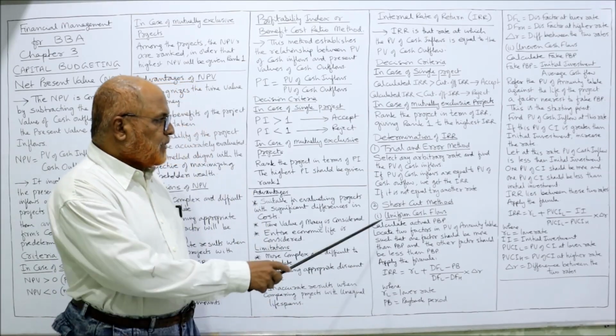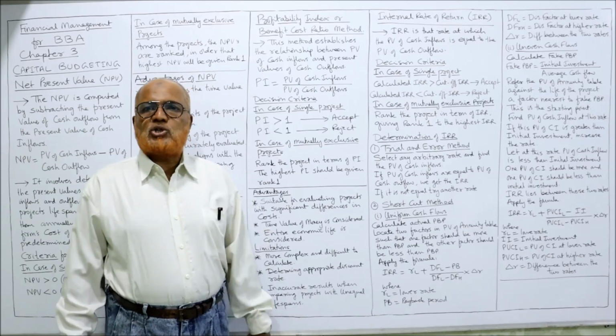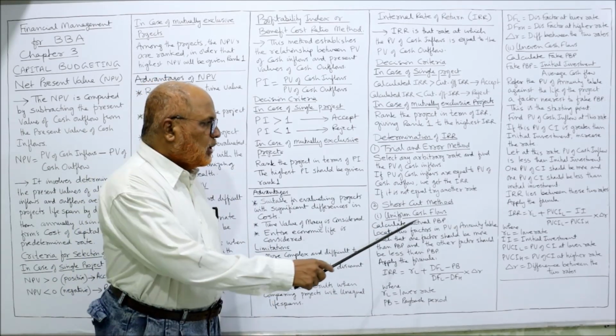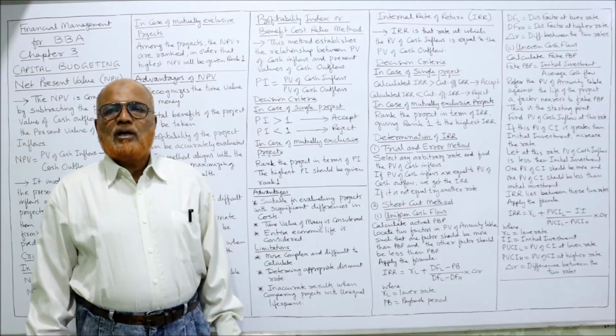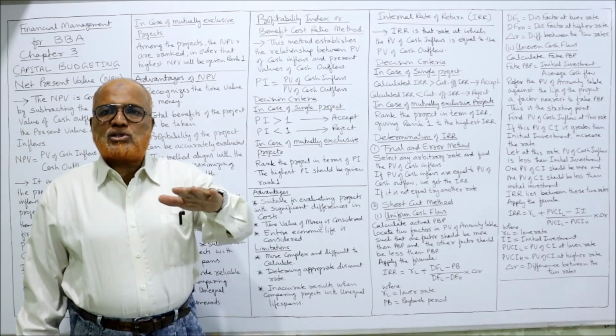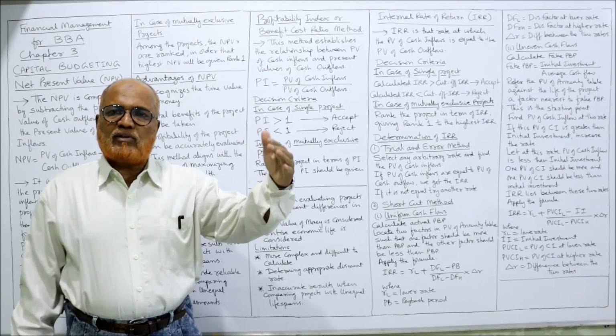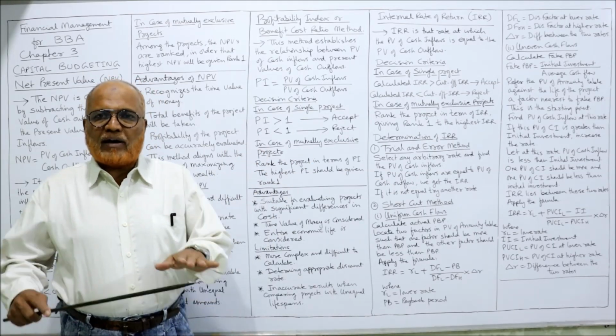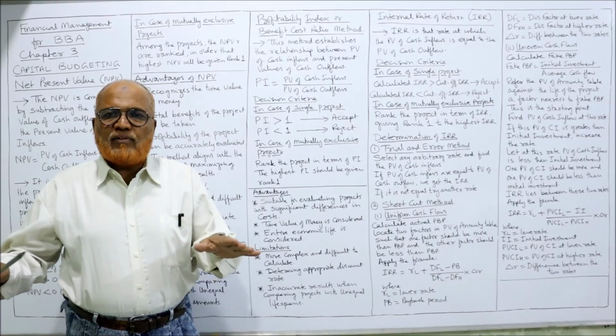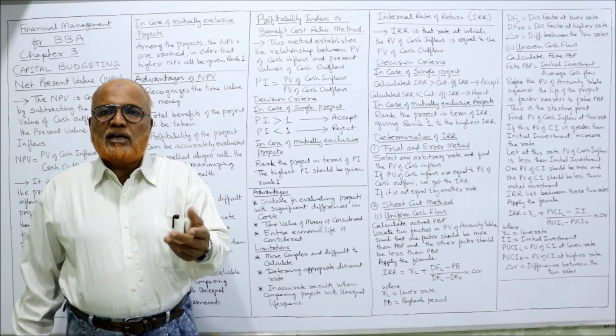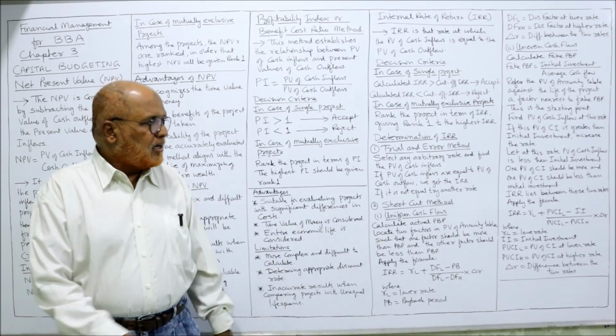What is the shortcut? Two cases are there in the shortcut method. The first case is uniform cash inflows. If the annual cash inflows are constant, first year 1 lakh, second year 1 lakh, third year 1 lakh, fourth year 1 lakh, fifth year 1 lakh, 5 years is the life of the project and every year constant cash inflow, how do we calculate IRR?